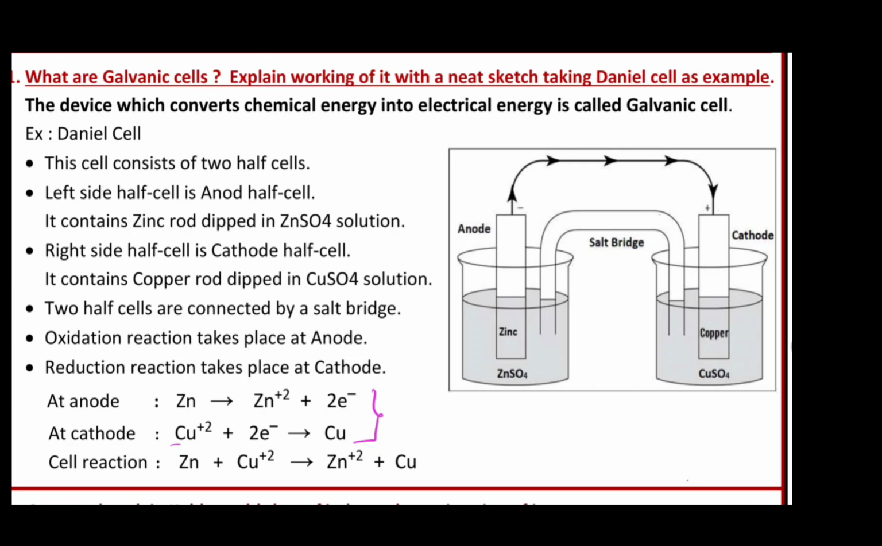So now how to write the overall cell reaction? The overall cell reaction can be written by adding the anode and cathodic reactions. Just add these two reactions and you will get overall reaction. But in the first reaction there are 2 electrons in the right hand side, and the same number of electrons are in left hand side in the second reaction, so both can be cancelled. So now we add the reactants, zinc plus Cu2+ gives Zn2+ and Cu. This is the overall reaction.